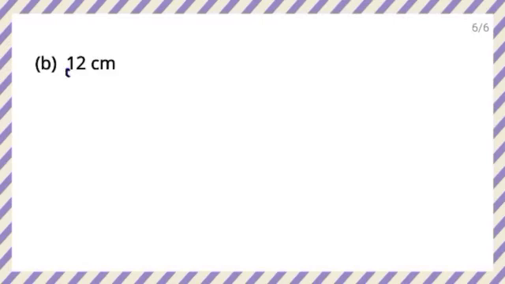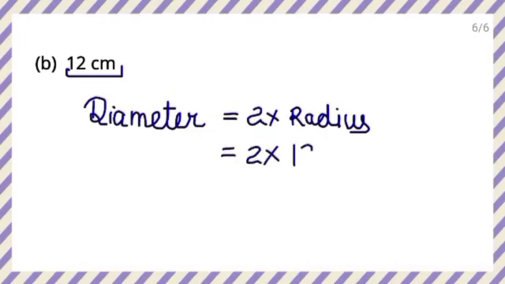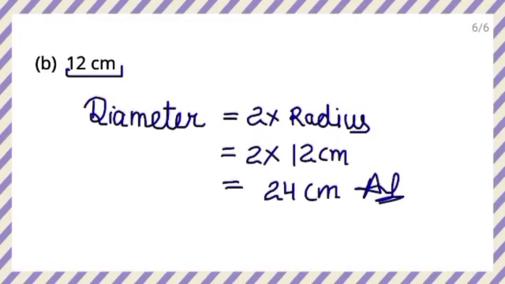Next, again this is the radius and they are asking for diameter. So put the formula of diameter. Diameter is equal to 2 multiply radius. So 2 into, what is the value of radius? 12 centimeter. 12 2s are 24 centimeter. So this is the diameter.